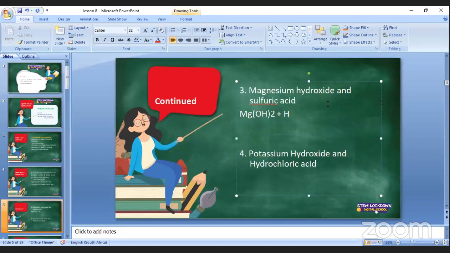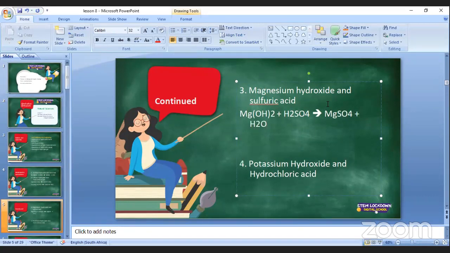It's not reacting with magnesium. Magnesium hydroxide is reacting with sulfuric acid, which is H2SO4, and then it is going to give us magnesium sulfate and water. Are we clear on that one? There we go. Did someone get something like mine? I hope so. We need to balance it now.